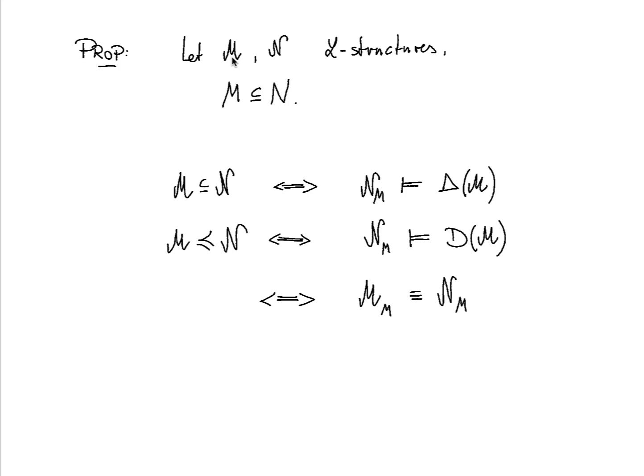In particular, let M and N be L structures, and let's assume that M is a subset of N. So the universe of M is contained in the universe of N. Then M is a substructure of N if and only if N, when interpreted as the expanded structure, so we expand the language, add a constant element for every element of M, and then interpret that constant element back as the corresponding element of M, satisfies the simple diagram of M. Furthermore, M is an elementary substructure of N if and only if this expanded structure N sub M satisfies the elementary diagram of M. And this then becomes equivalent to the expanded structures being elementary equivalent.